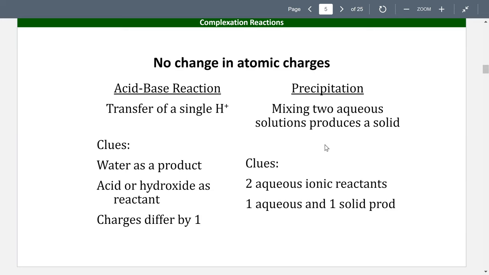is another way of saying something is an acid-base reaction. Right, and again, if you are moving one H plus around, the charges on your individual molecules might change by one, but you should still be able to recognize the same basic atoms besides the hydrogens still around on both sides.